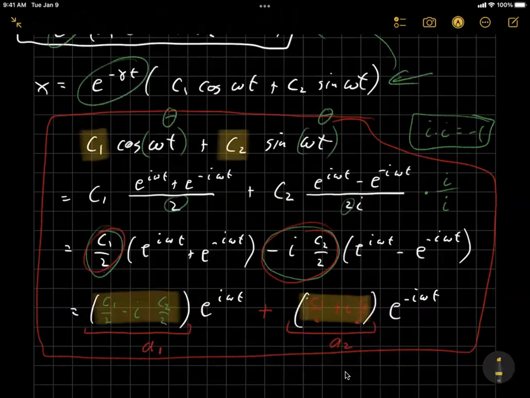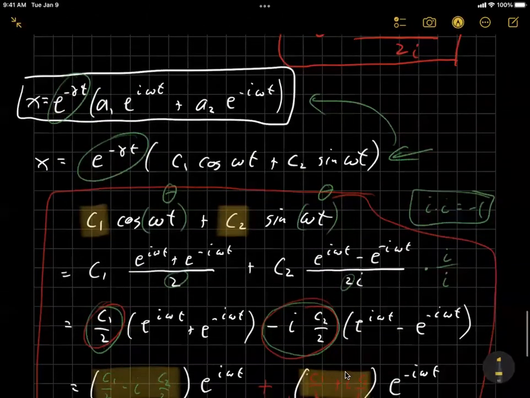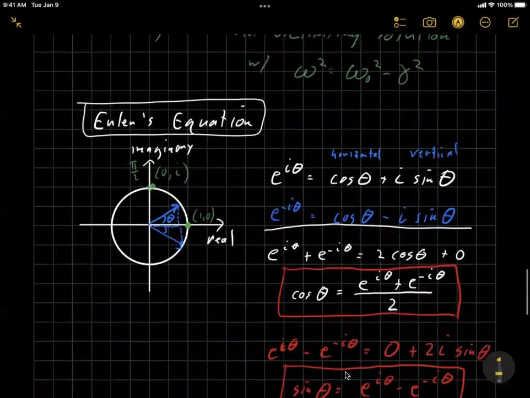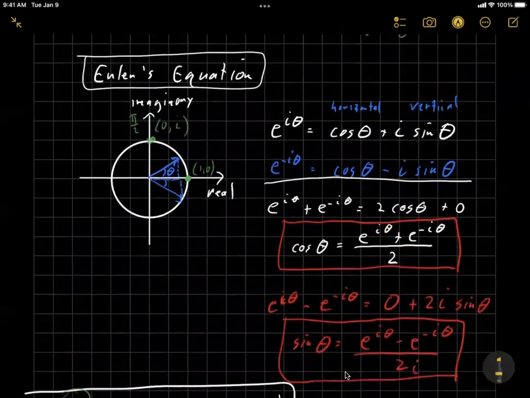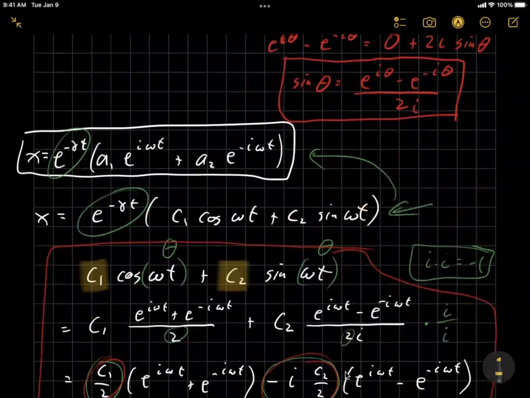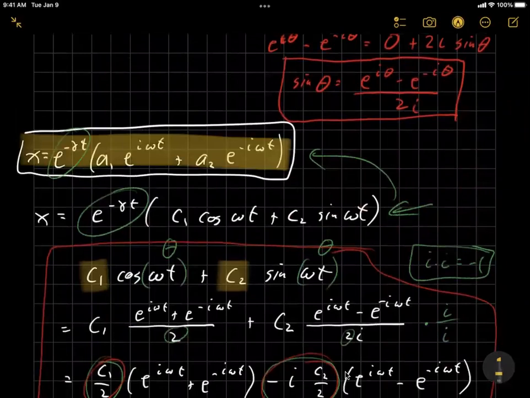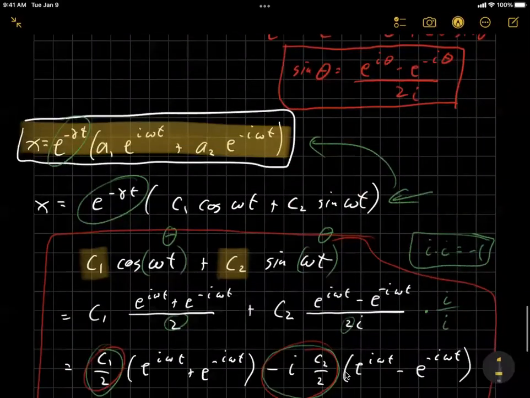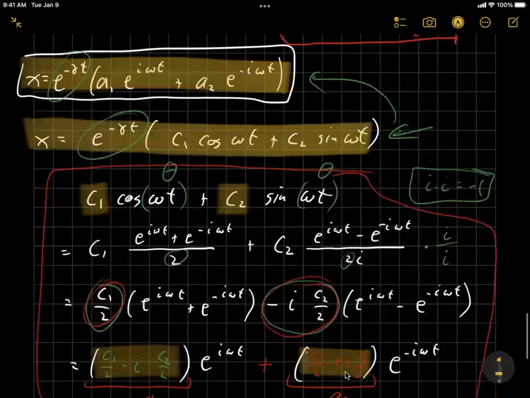So by converting our solution from the exponentials with imaginary exponents into cosines and sines, we can have real constants instead of imaginary constants. So we've shown that using Euler's equation, we could rewrite cosine and sine in a way that will let us take our solution that we had from before, that was this right here. We can take that solution and convert it into the second solution, which is much easier for us to work with.